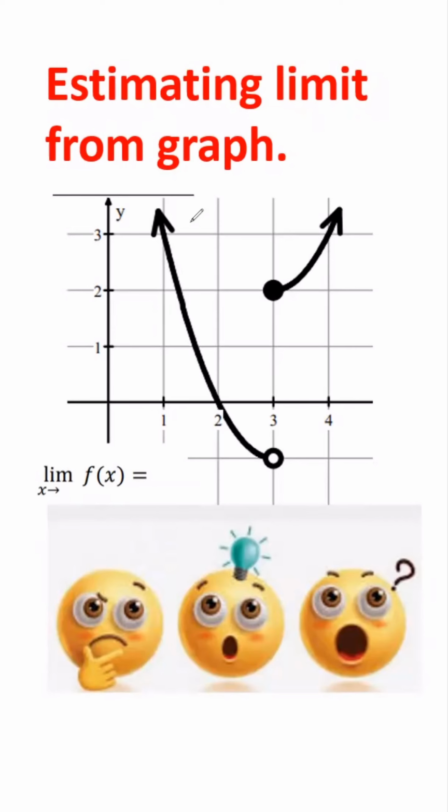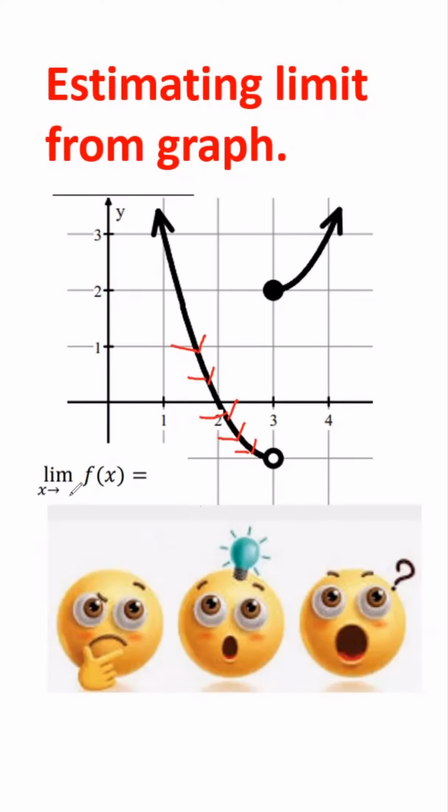Now let's see how to estimate the limit from the graph. Suppose we are interested in finding the limit of the function at x equals 3. There are two ways to approach: one from the left-hand side, one from the right-hand side. If I approach the function from the left-hand side, we see that the y value is getting closer to -1.